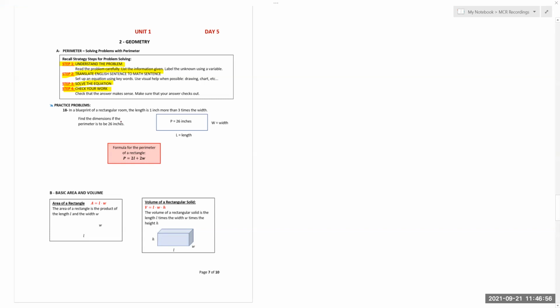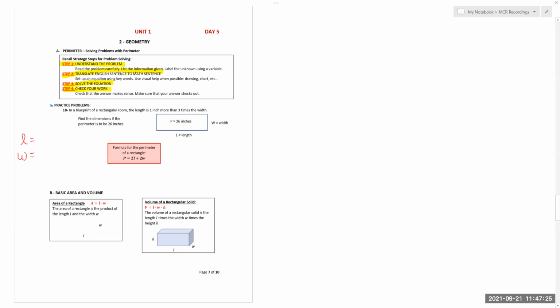So in this one, we've got the length is 1 inch more than 3 times the width, and we want the dimension. So we need to remember perimeter is 2 times length plus 2 times width. We have that. What we're looking for are the dimensions, meaning when we're done, we want the length and we want the width. Okay, so there's understanding the problem. We want the length, we want the width. This is where we're headed.